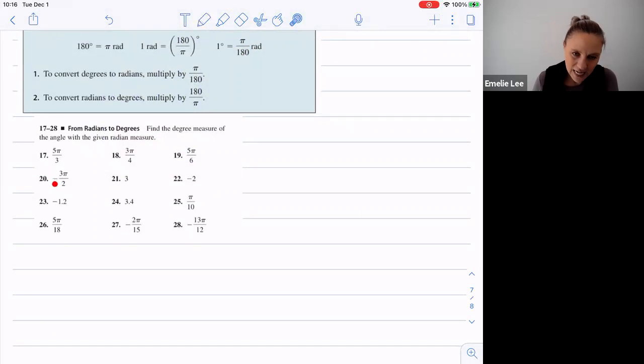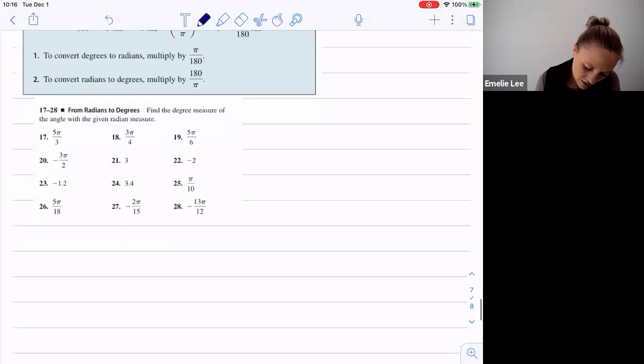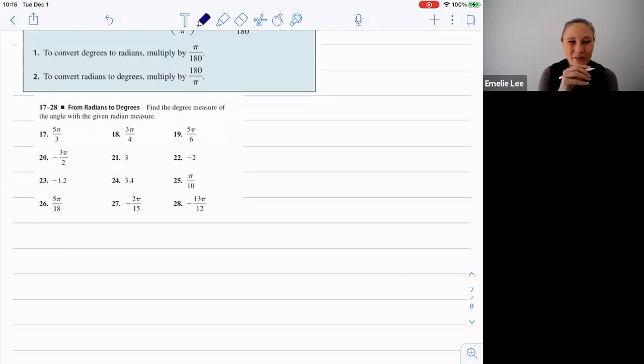Remembering that a negative angle just means that you're going clockwise instead of counterclockwise. That's the same for radians, degrees, any measure, any angle: positive is counterclockwise, negative is clockwise.